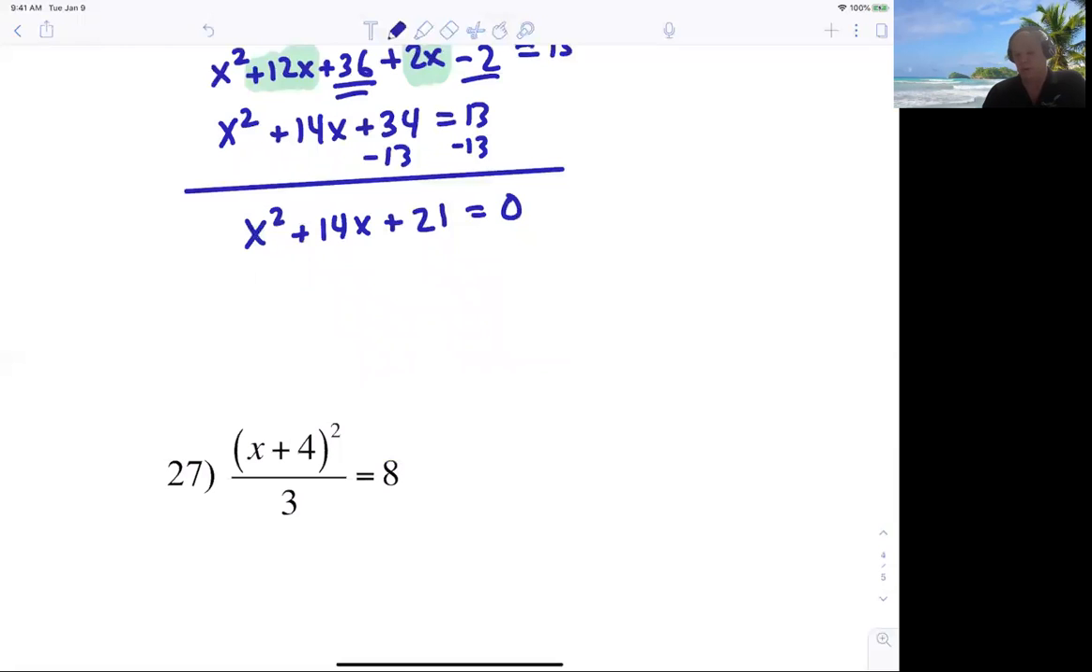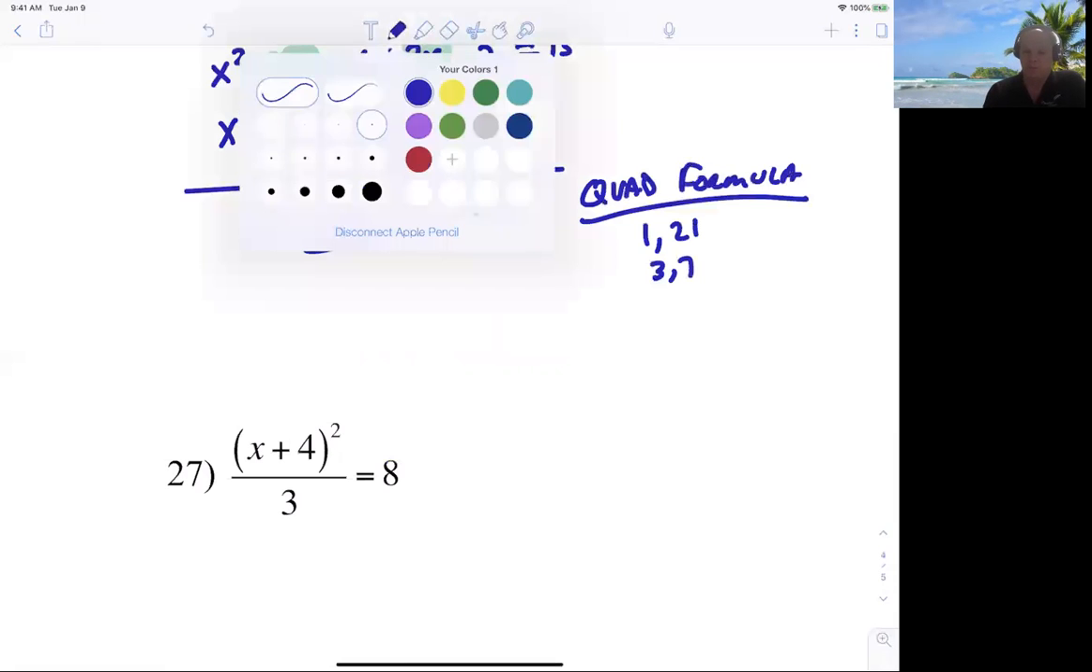Now, again, the annoying thing here is the numbers are kind of big, and this doesn't factor. All right, so we're going to use the quadratic formula again. Remember, how did I know it's quadratic formula? It didn't factor because the factors of 21 are 1 and 21, 3 and 7, and none of those factors make 14. So here we go.